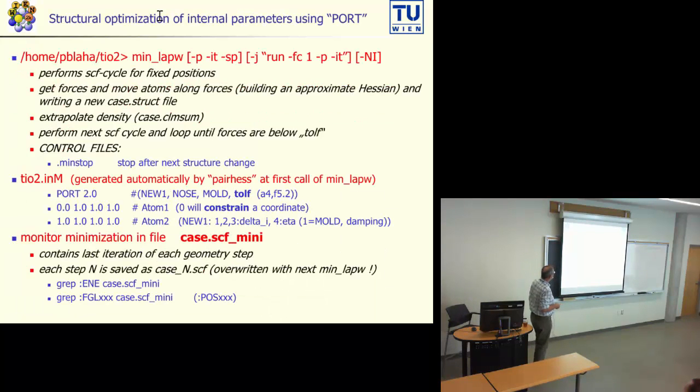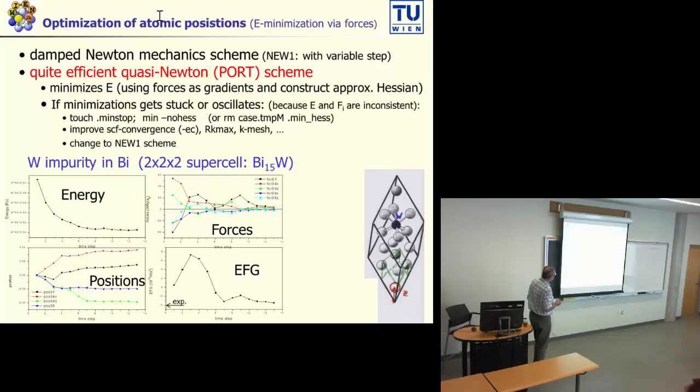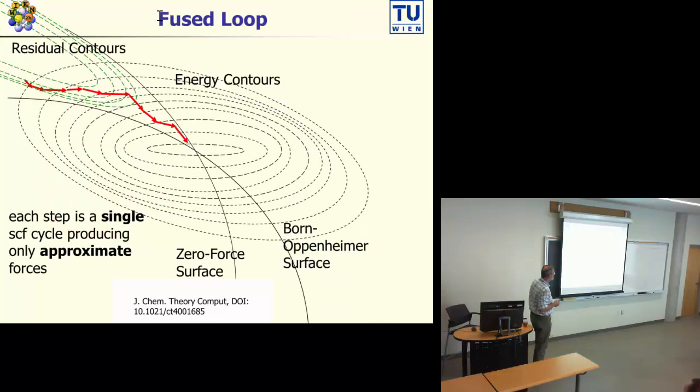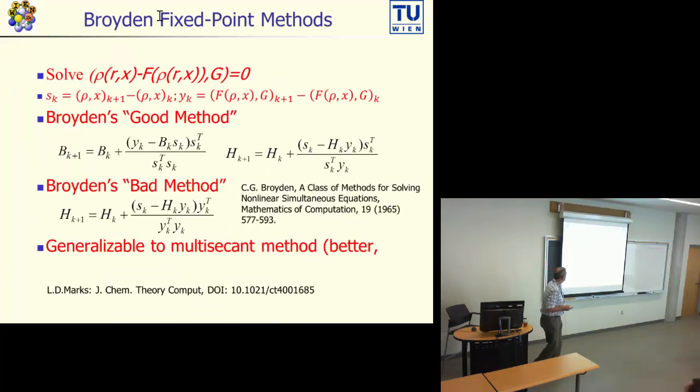An alternative scheme, introduced by Lawrence Marx, is to fuse these two loops and optimize the SCF cycle, the density, and the atomic positions all at the same time. So the idea is now that each of these steps is only one single SCF cycle. Of course, then the step must be small, but the idea is that in total you reach the minimum in much fewer steps than the other way around.